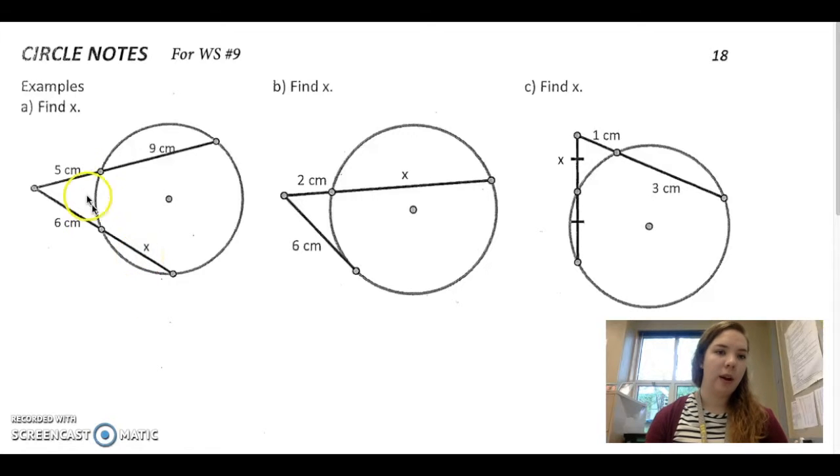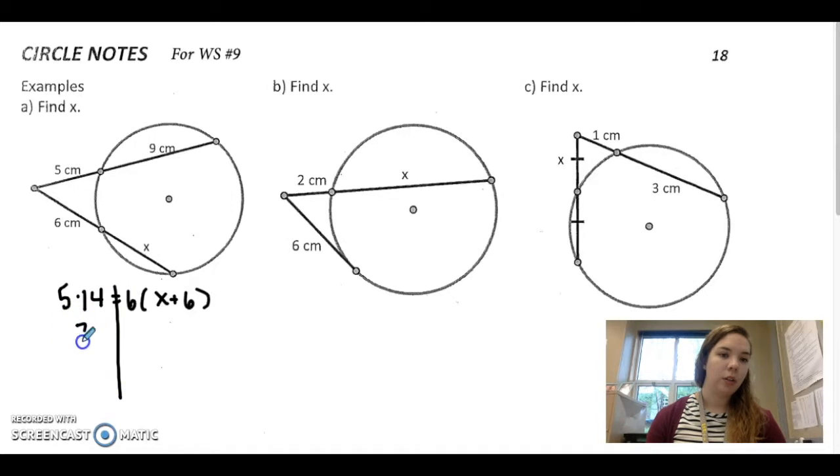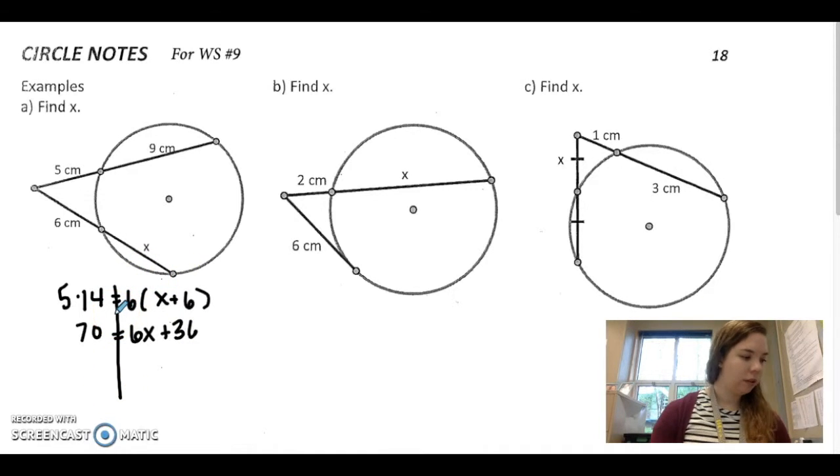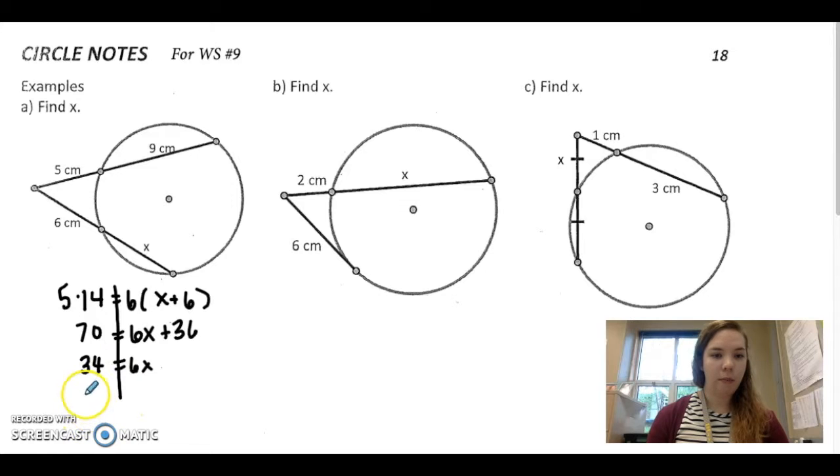Okay, so find X. So I need to take the piece on the outside times the whole length. So the whole length is 14. And I have the piece on the outside times the whole length, which is X plus 6. So I'd have 70 equals 6X plus 36 because you need to distribute. So I'd have 34 equals 6X, which is 5.6 repeating.